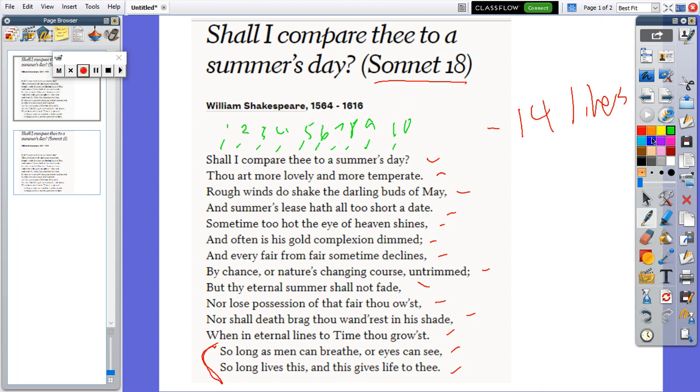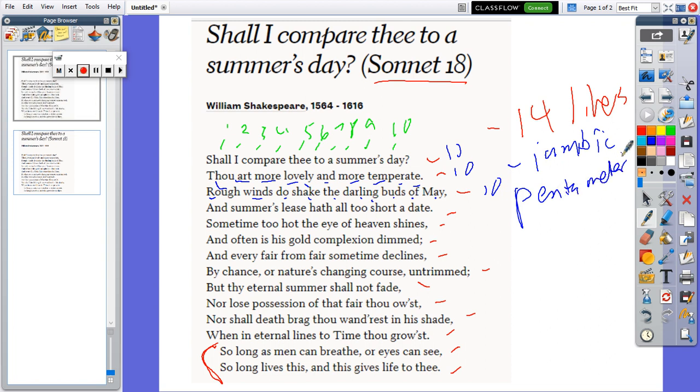And if I follow that pattern through the rest of the poem, I'll be like, 1, 2, 3, 4, 5, 6, 7, 8, 9, 10. Same thing with the next line. Rough winds do shake the darling buds of May. And once again, it comes to 10. So you see there's 10 syllables in every single line in this poem. So generally speaking, that will probably make it iambic pentameter.